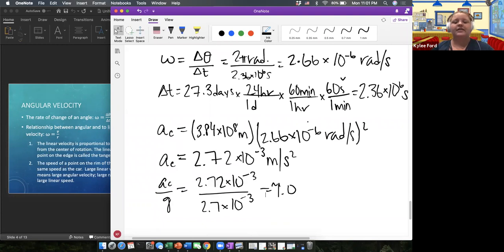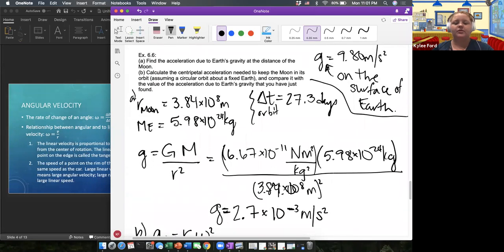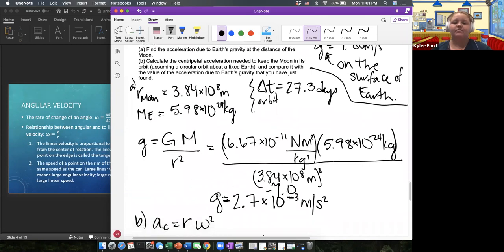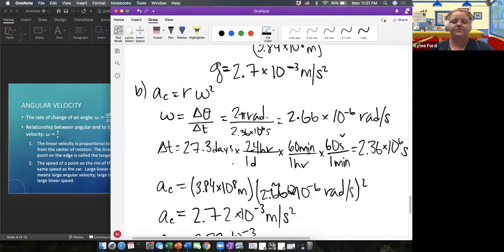Okay, so my centripetal acceleration, in order to keep the moon in orbit, and my acceleration due to Earth's gravity at the distance of the moon, they're about the same. So that means we're going to keep the moon going around us, right? We have the correct acceleration, and therefore the right forces involved to keep the moon in orbit around Earth.